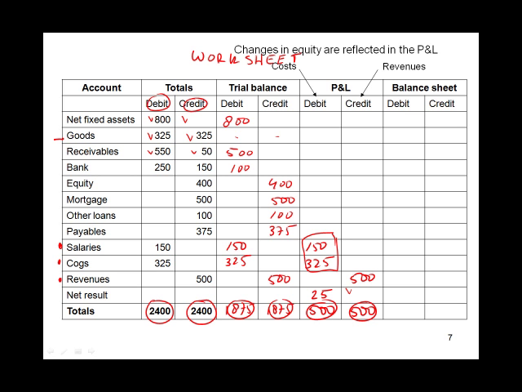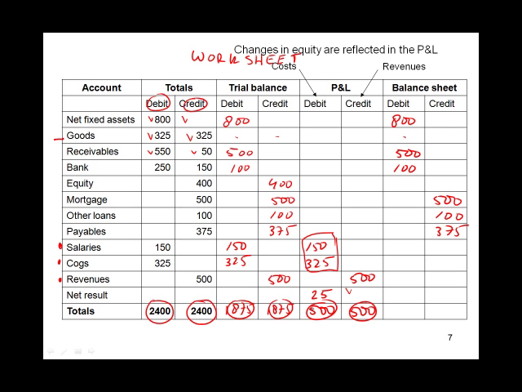The balance sheet reflects the assets and the liabilities and the equity, of course. So we have 800 here. We have no goods. We have receivables of 500. Then we have bank 100. Equity we will discuss later. Mortgage 500. Then we have other loans 100. We have payables 375. Then salaries, cost of goods sold, revenues are in the P&L, not on the balance sheet. And we have the result of 25.